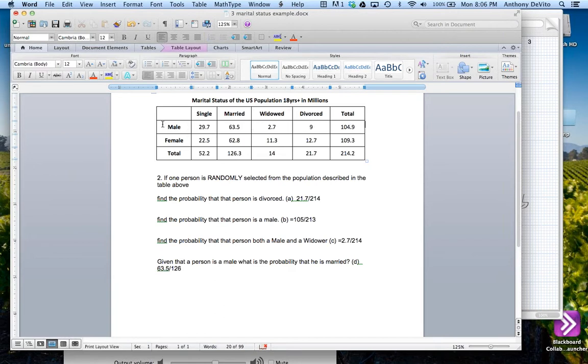If we start with the given that the person is male, and we look within that group that are male, given that you're male, we narrow this down to 104.9 million people. Given that, what's the probability that you're married to male? 63.5 over 104. And what kind of probability is that? In other words, it's based on a condition that's already satisfied, that you're male. Somebody want to tell me what kind of probability that is? That's conditional probability.